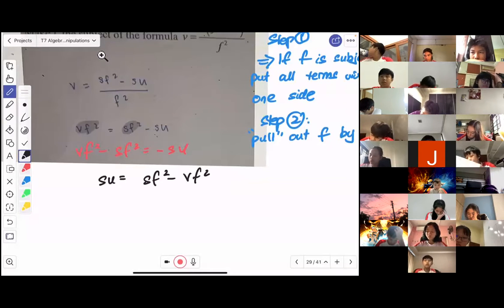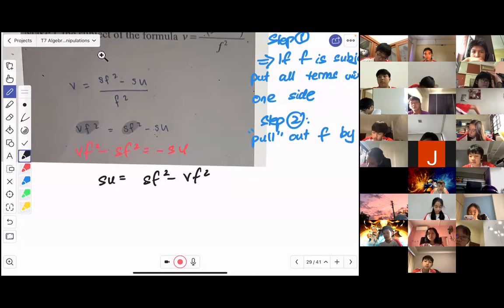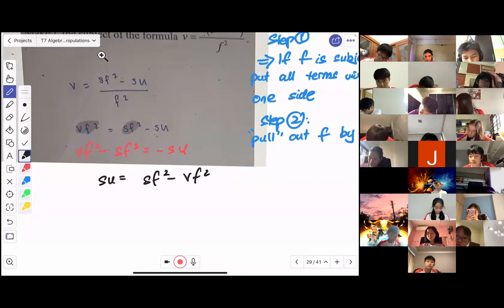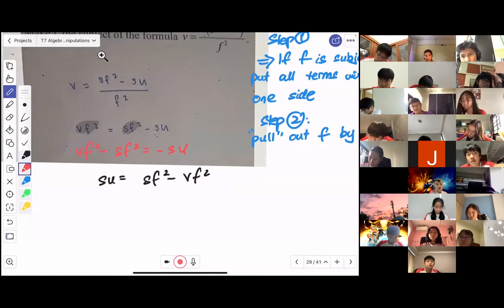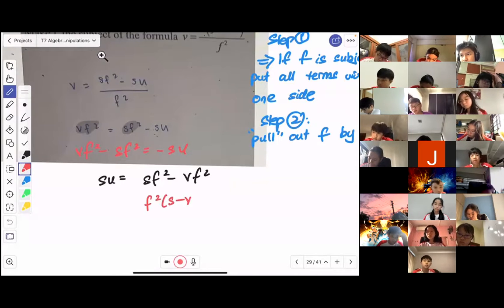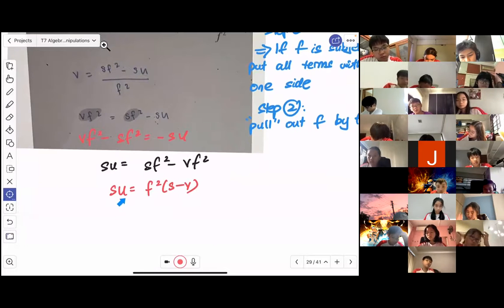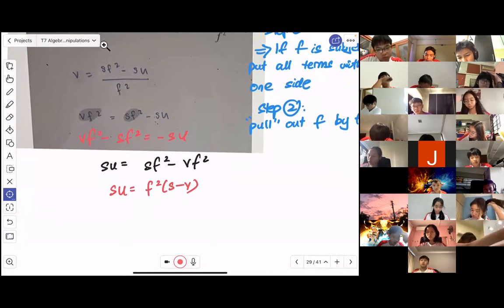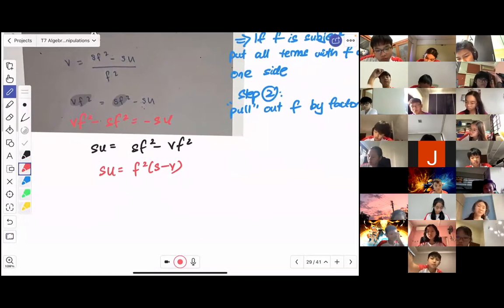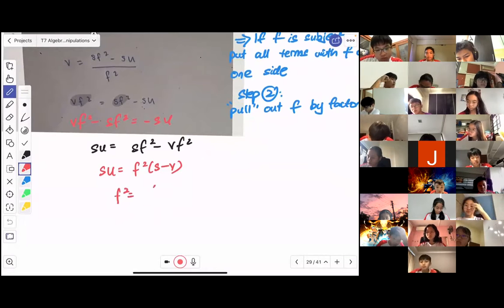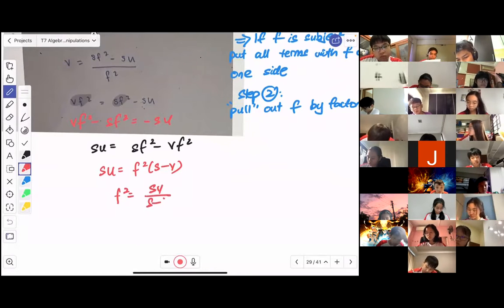If the student who asked, I'm trying to look at you. After that, factorize out your f square. So far, okay? Bring this over to the left. Then you square root both sides. Now f square is equals to su over s minus b.